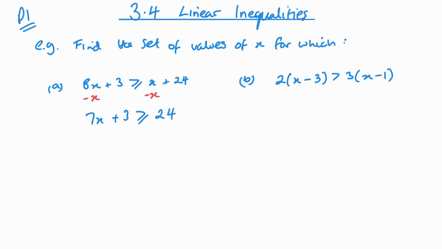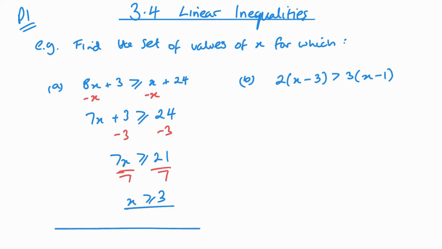Then I want to get rid of that positive 3. And that will then leave me with 7x is greater than or equal to 21. And then finally, dividing both sides by 7, that leaves me with x is greater than or equal to 3.